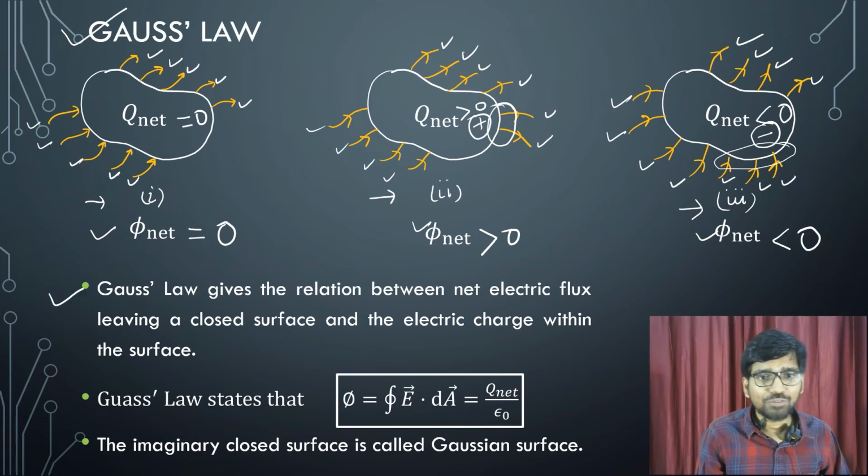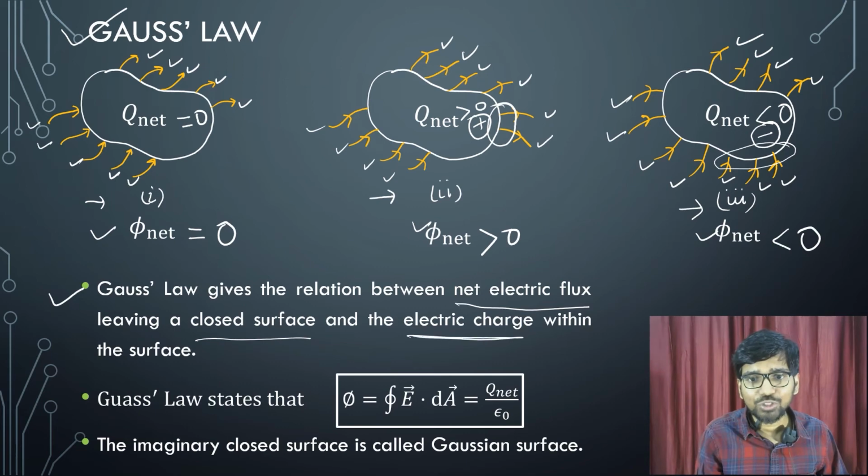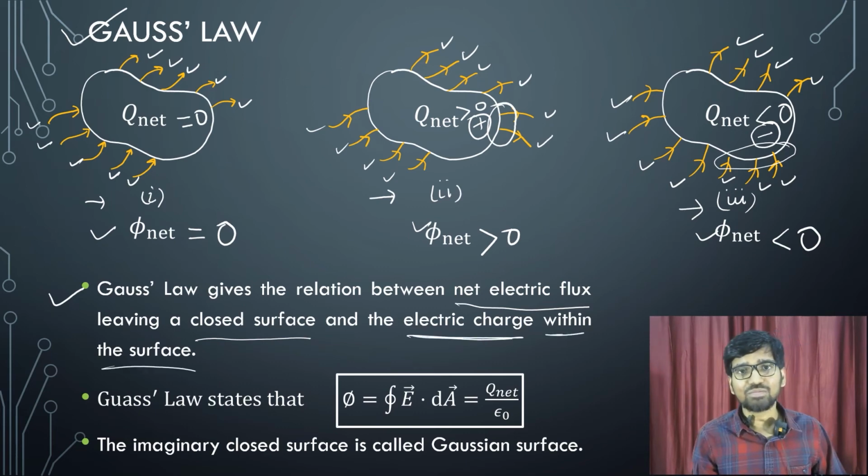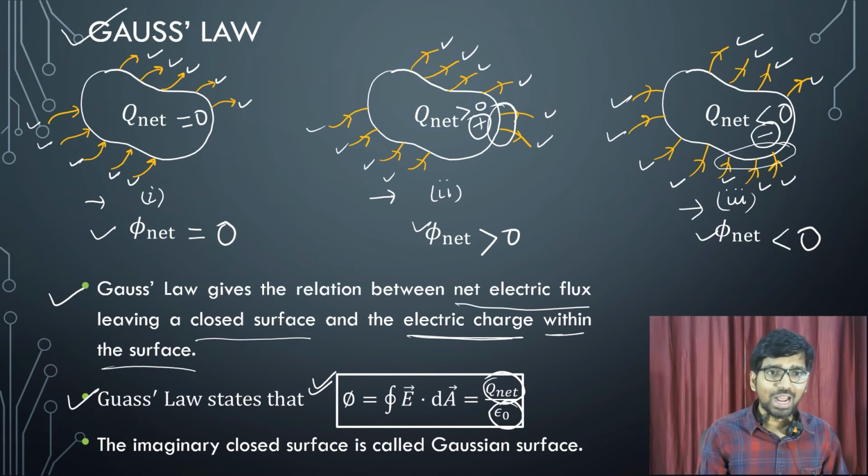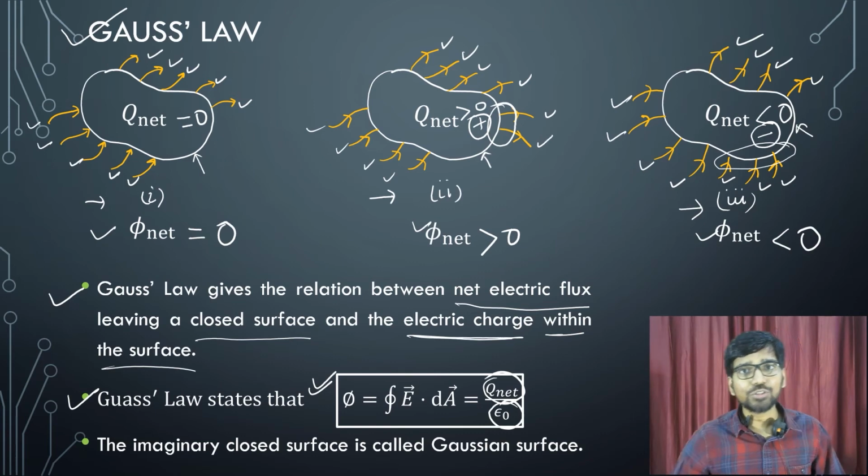Gauss law gives the relation between net electric flux leaving a closed surface area and the electric charge within that surface. This is the mathematical expression for the Gauss law: electric flux, which is the integral of E dot dA over a closed surface area, is equal to Q net within that surface divided by epsilon naught. Epsilon naught is the permittivity of vacuum. These surfaces are called Gaussian surfaces, and Gaussian surfaces do not need to be physical, they can be imaginary as well.